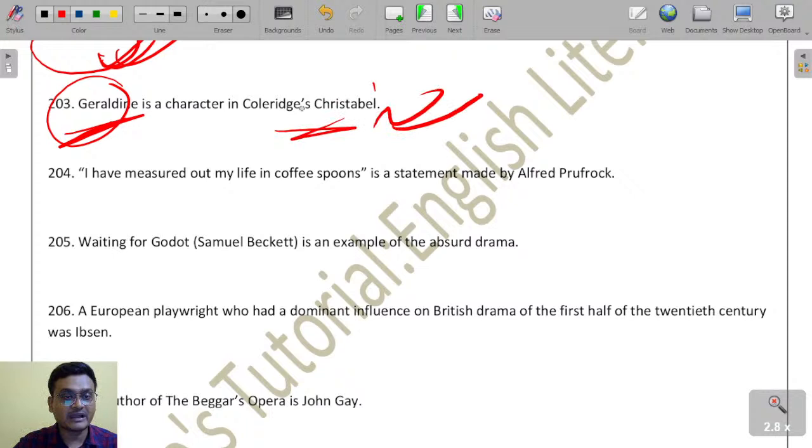That is also fragmented, okay. That is also incomplete, okay. Fragmented poem, okay. Not completed, okay. Incomplete. Geraldine, Christabel. Christabel may appear was Geraldine.